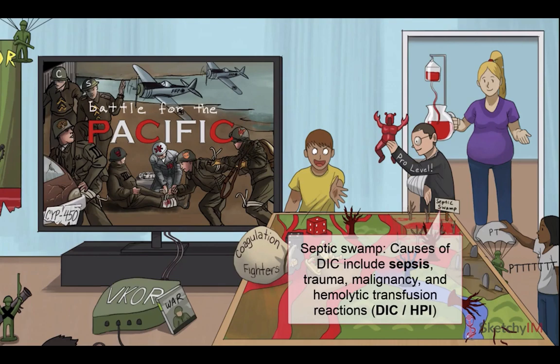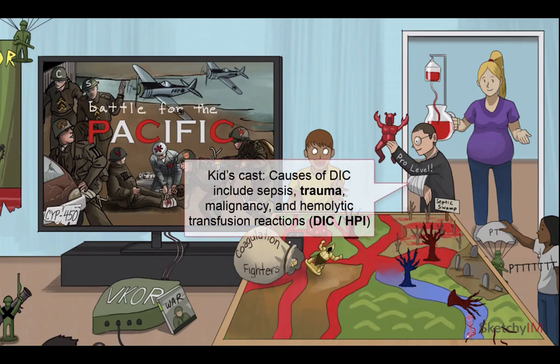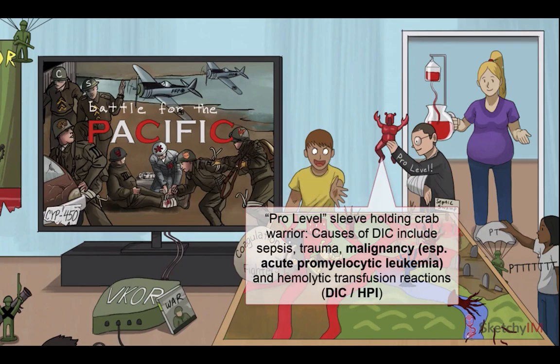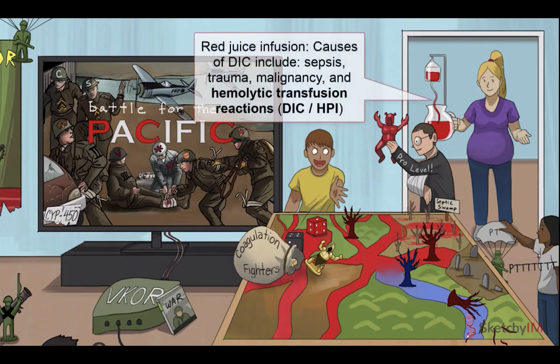Well, common causes of DIC include sepsis, represented by this murky septic swamp here, trauma, as depicted by the D&D player's cast, I guess it's like full contact D&D, and malignancies, portrayed by the crab warrior, acute promyelocytic leukemia in particular, represented by his pro level shirt. Hemolytic transfusion reactions can also cause DIC, depicted by mom bringing down a transfusion of refreshing red Kool-Aid.